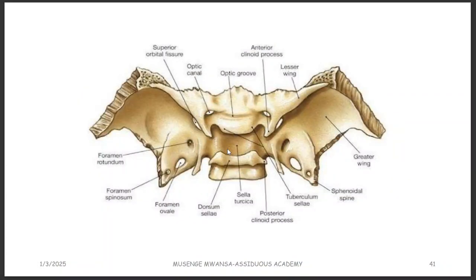You can see again this bone. Behind here, that's the dorsum sellae. In front, we have got the tuberculum sellae. And then continuing from the lesser wing, you can see we have got the anterior clinoid process. And then continuing from the dorsum sellae, we have got these prominences, which we call the posterior clinoid process.